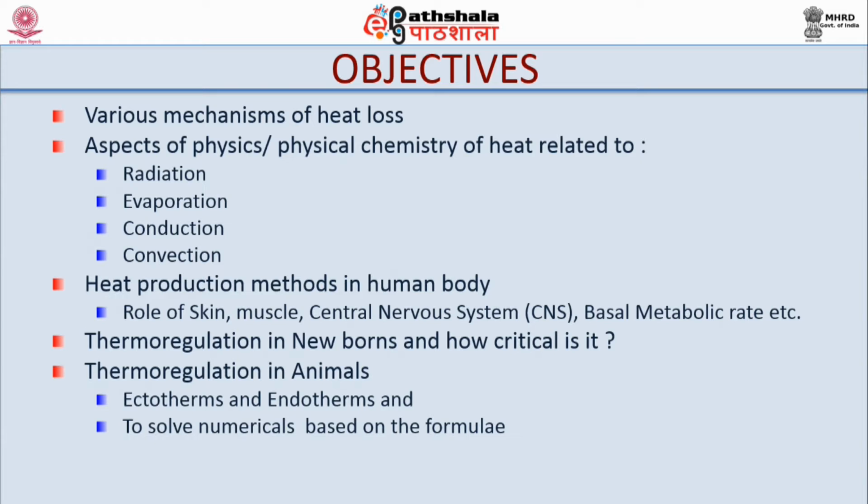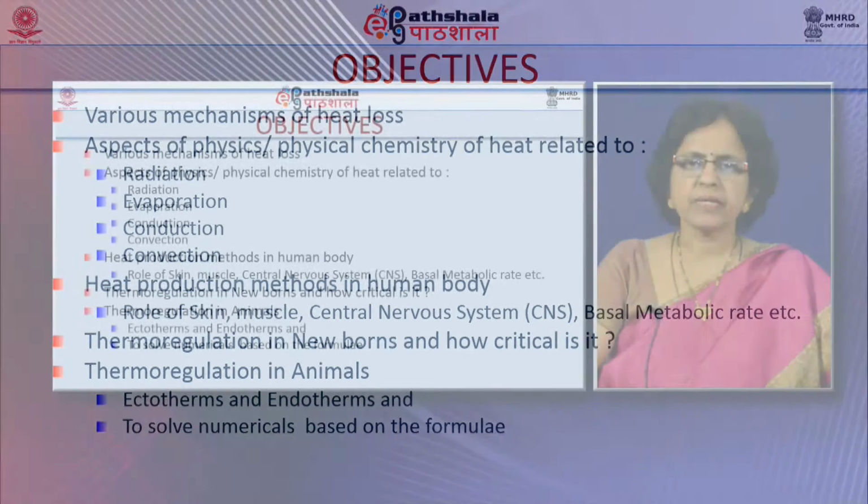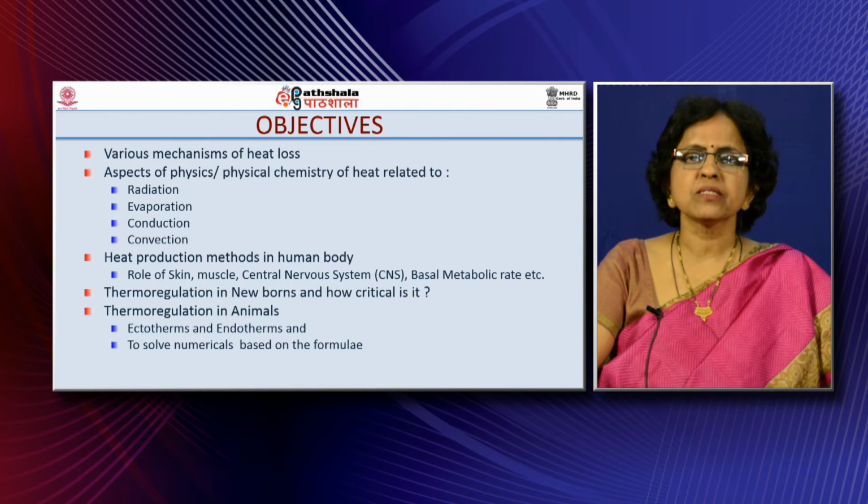Today we are going to learn the topic on thermoregulation. Now this topic comes under the paper on thermodynamics of living systems and bioenergetics. In this unit, the major objectives of the course are the various mechanisms of heat loss, the physics aspects as well as physical chemistry aspects of heat related to radiation, evaporation, conduction and convection.